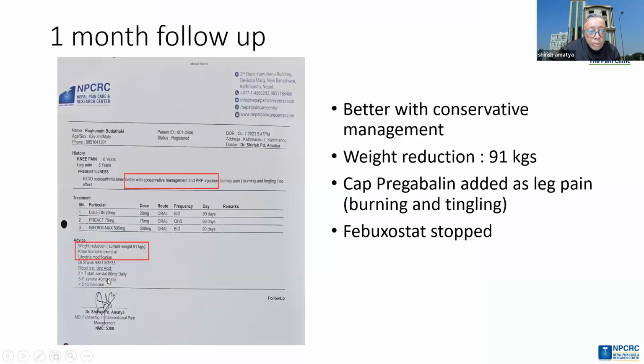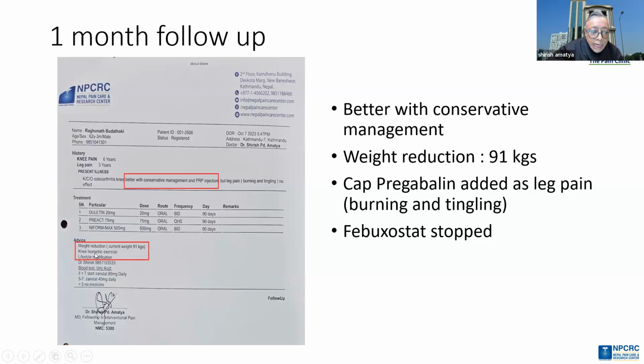And this is 1 month after the PRP injection. He said he was much better with this conservative management along with PRP, but his burning leg pain was still there. So in the follow-up examination, we added pregabalin 75 mg because of the burning leg pain. If you see the follow-up, he reduced 1 kg of weight. Previously he was 92, and he came with 91 kg, and he had already visited a dietitian and was under a diet plan to reduce weight.